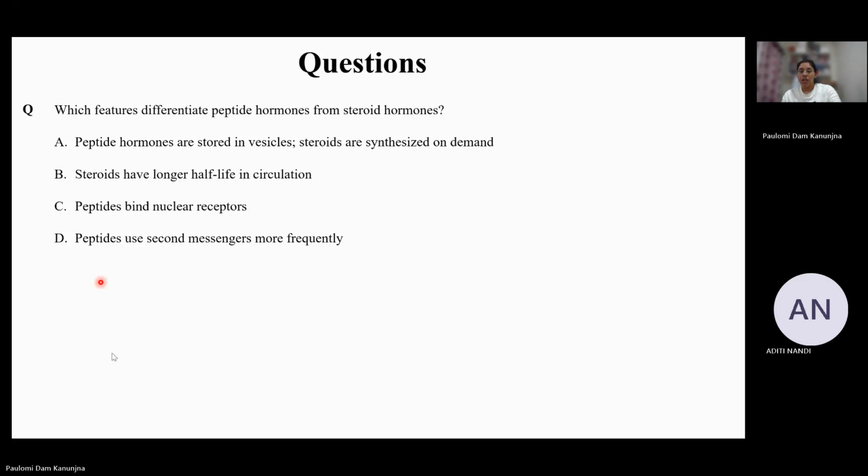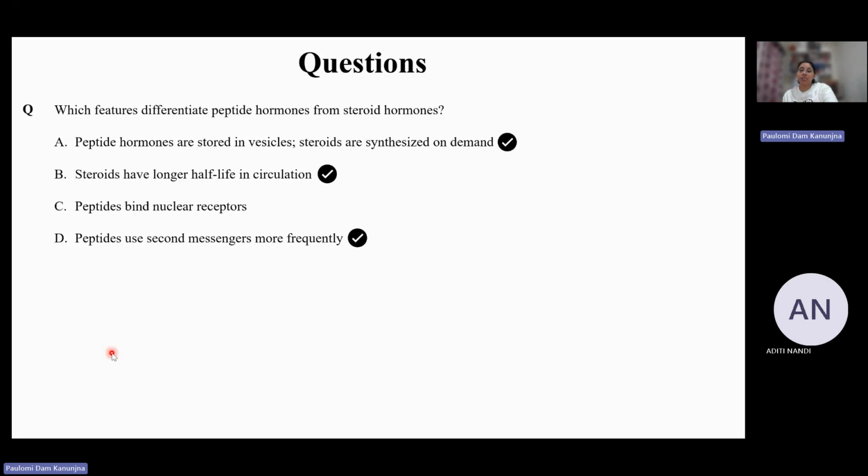Okay. Well, A is correct for sure. We also have B and C correct. Peptide hormones are stored in vesicles and steroids are synthesized on demand. That's correct. Second says steroids have longer half-life in circulation. Yes, and that's how they can enter the cells. And the fourth one is also correct. Peptides use secondary messengers more frequently. Remember we discussed, right? Because it's on the cell surface, to transfer the signal it will use different secondary messengers.